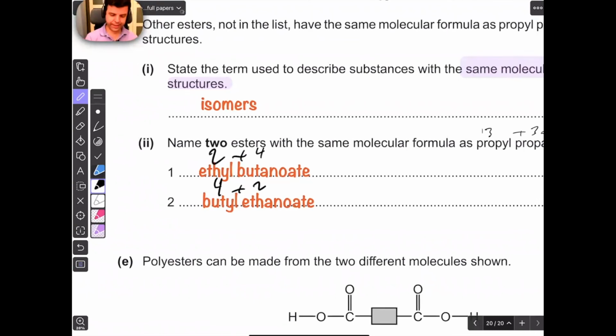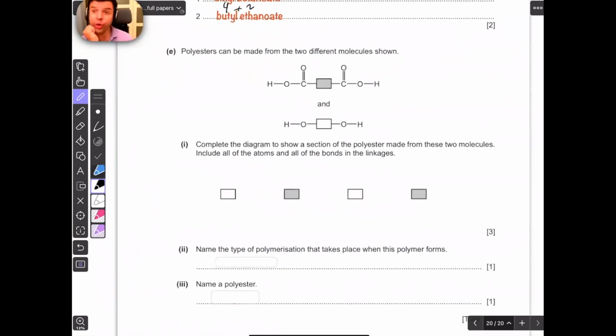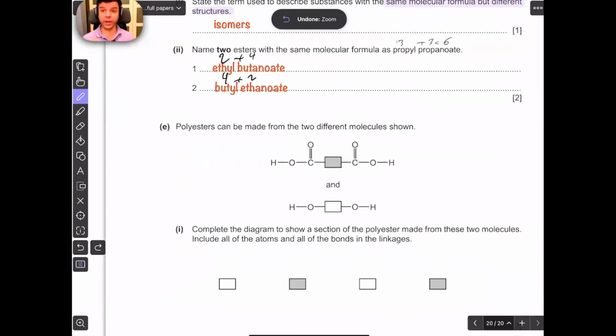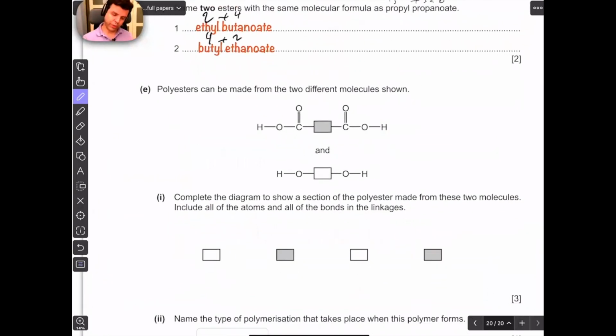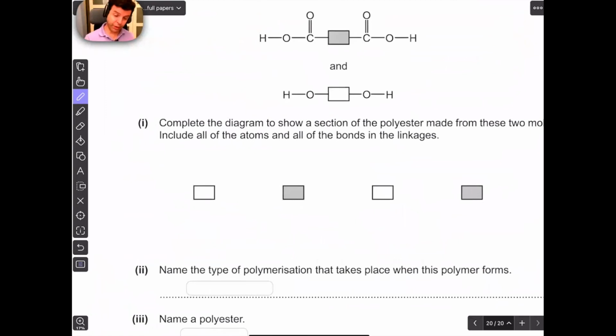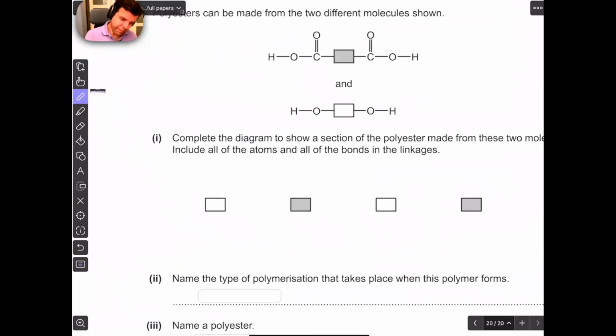Okay? And then comes that usual question they put at the end of every exam paper about polymers. They gave you a diacid and a dialcohol, and they wanted you to join them to form an ester. You can write pentyl methanoate, it's also acceptable. So how do you make that polyester? Again, make sure you stick to the functional groups.